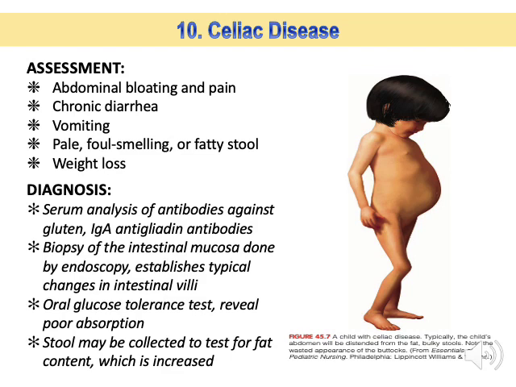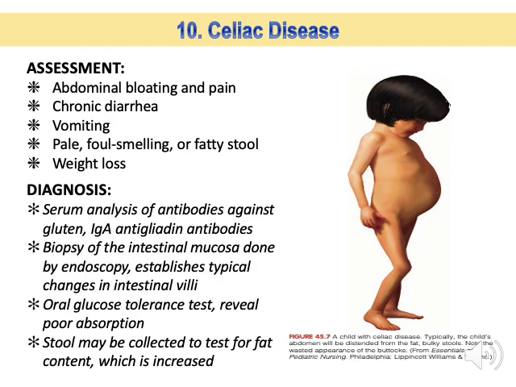Assessment findings include abdominal bloating and pain, chronic diarrhea, vomiting, pale, foul-smelling or fatty stool, and weight loss. All these GI findings are because of the immune reaction to gluten, causing malabsorption of nutrients. These are noticeable between 6 to 18 months of age.